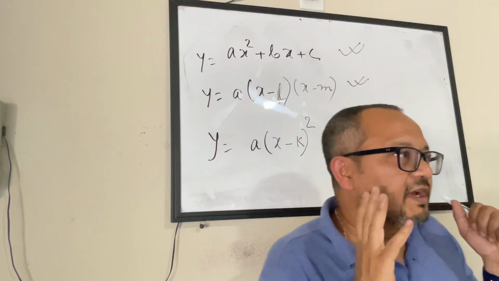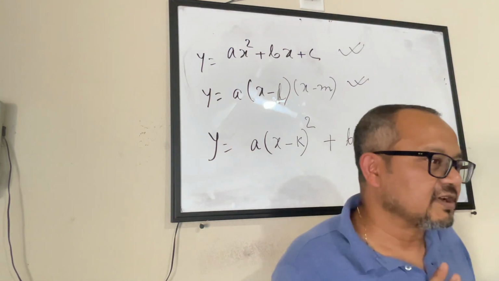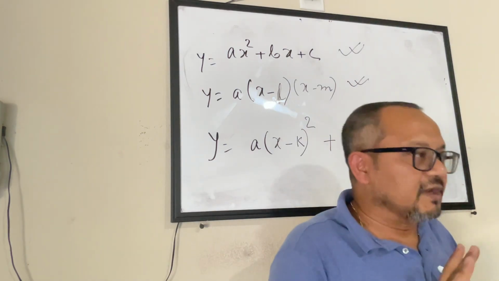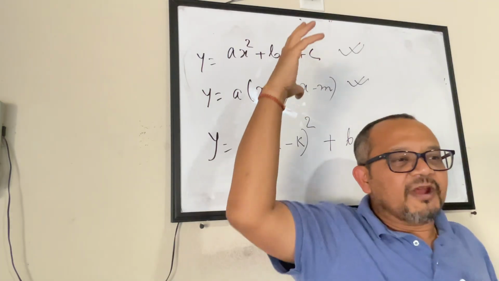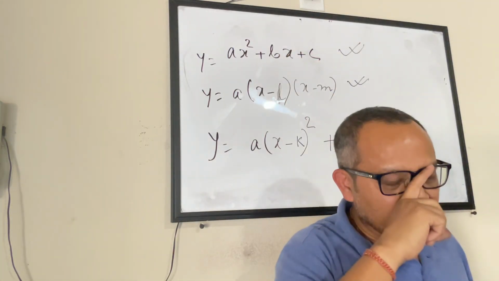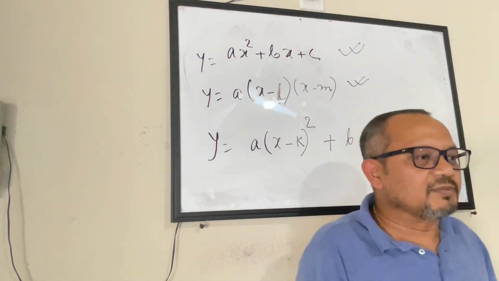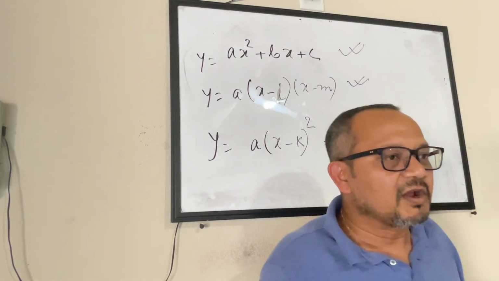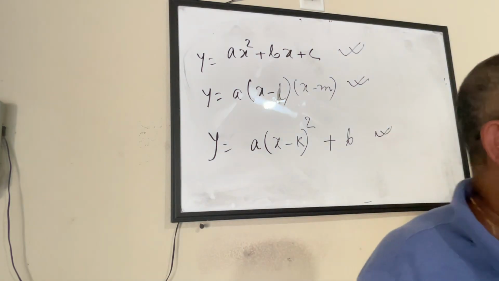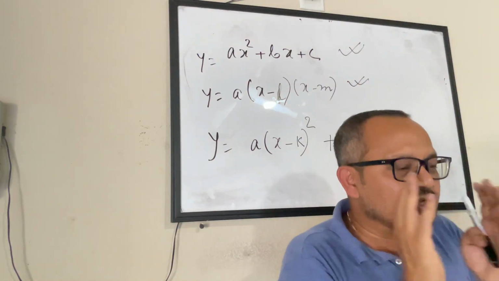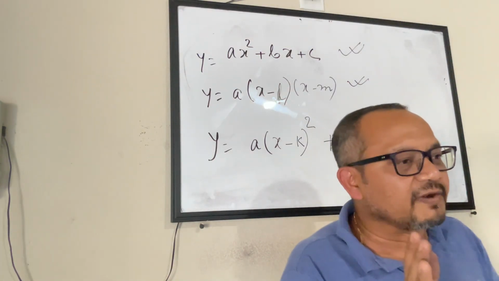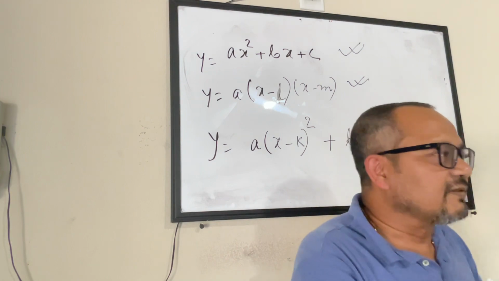See, I'll tell you, we don't really need so many forms. One standard form would have been enough. But when the mathematicians kept on solving problem after problem after problem, what they did was, okay, fine, let me see if I can derive some interpretation out of it and convert that to different forms to make life a little easier.